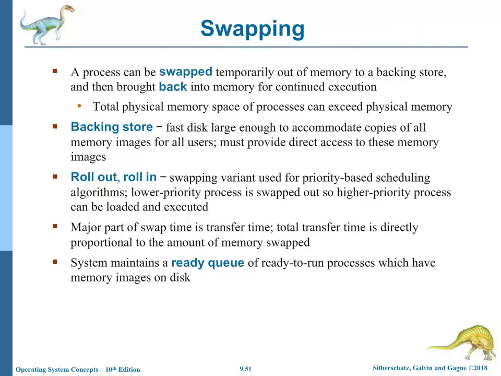Swapping makes it possible for the total physical address space of all processes to exceed the real physical memory of the system, thus increasing the degree of multiprogramming in a system. Roll in, roll out is a swapping variant used for priority-based scheduling algorithms. A lower priority process is swapped out so a higher priority process can be loaded and executed.